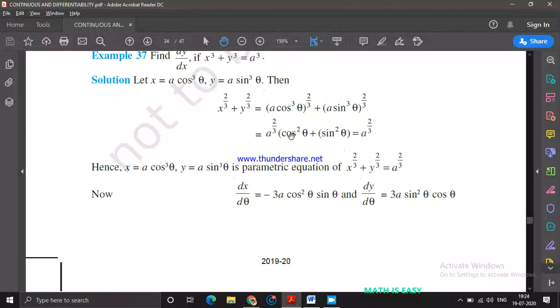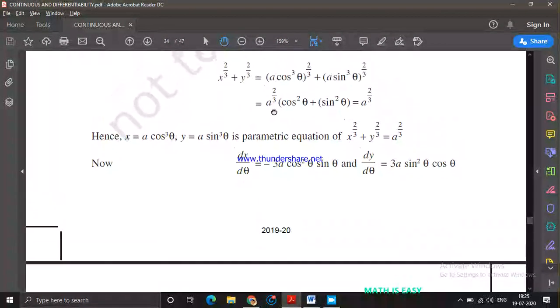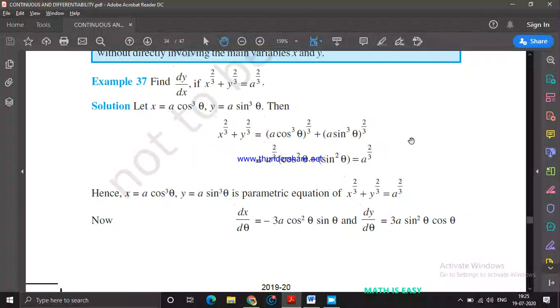So that will give me a to the power of 2 by 3. Here also a to the power of 2 by 3. If I take it common, finally you get a to the power of 2 by 3 into cos square theta plus sin square theta, which is a to the power of 2 by 3. That means whatever I substituted is correct. So this process is just for cross checking. Now for dx by d theta, I'll find it, as I have taken x as a cos cube theta, right?